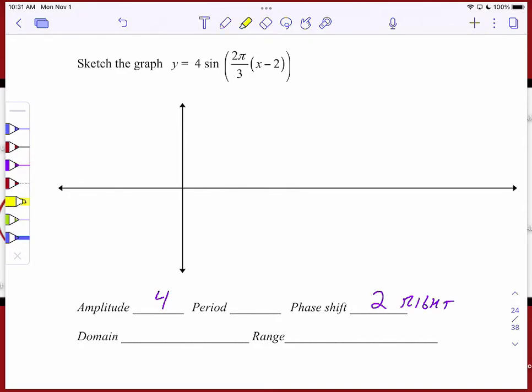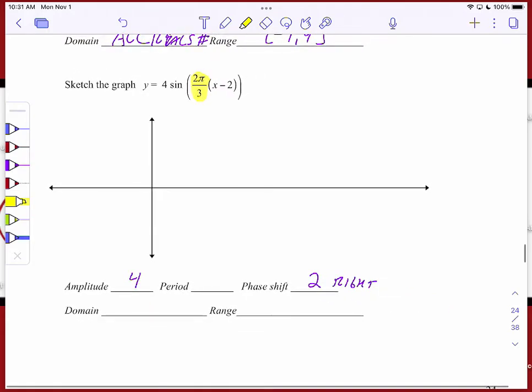So again, always make sure that we're doing the phase shift. It's just plain old x plus or minus a number, which it is. This thing out here, you don't want to distribute it. You want it like that. You want it removed from that binomial. And that is the b value. That whole thing's the b value. Okay, see if you can figure out the period here using that b.